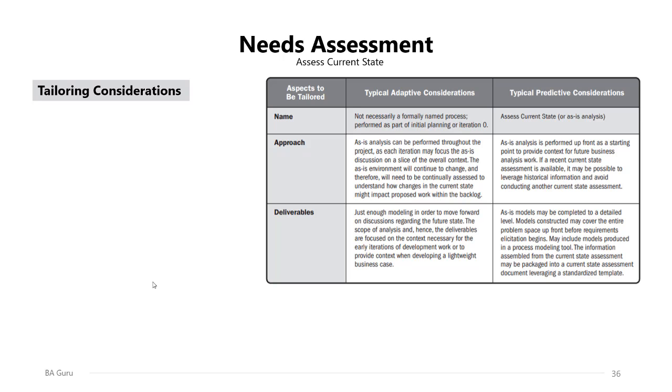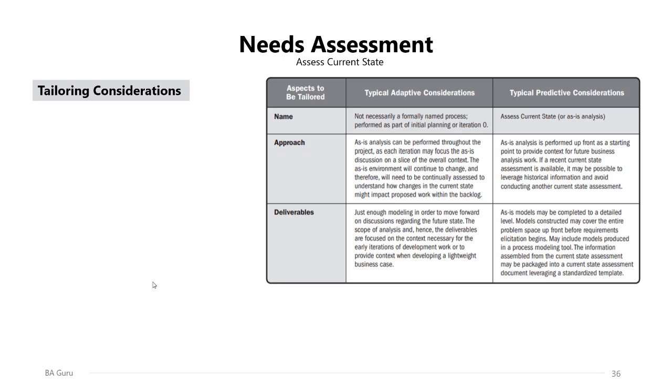Now, the approach: as-is analysis can be performed throughout the project, as each iteration may focus the as-is discussion on a slice of the overall context. The as-is environment will continue to change and therefore will need to be continually assessed to understand how changes in the current state might impact proposed work within the backlog. While in a predictive or a waterfall environment, as-is analysis is performed upfront as a starting point to provide context for future business analysis work.